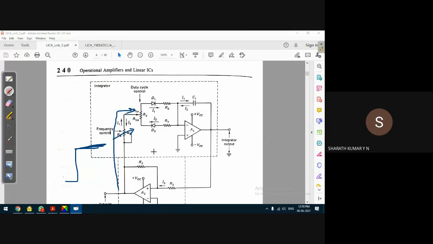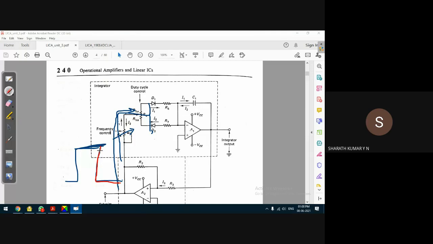So because of this, the path for the current to flow is through R4 and R5, and either through D1 or D2, depending on whether the output of the symmetrical circuit is positive or negative. For example, the output of the symmetrical circuit is positive or negative.